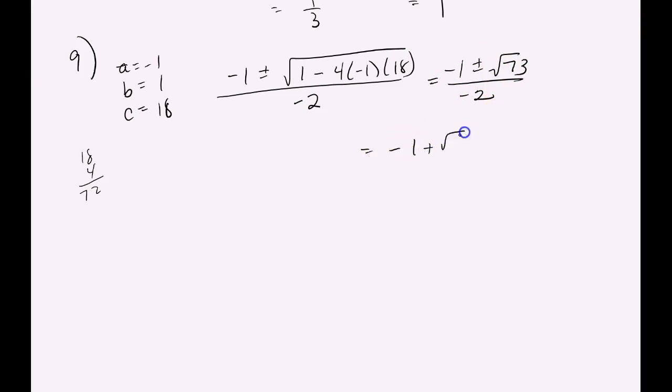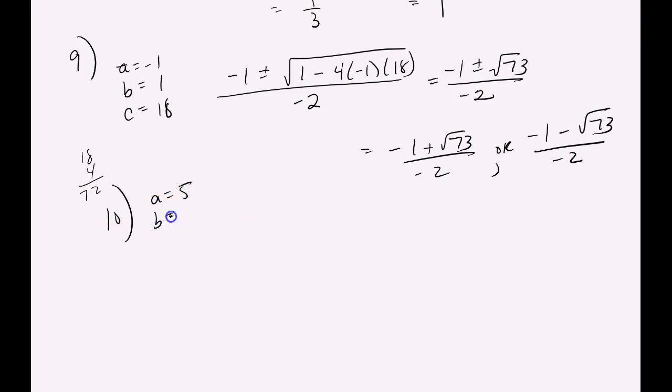Negative 1 plus the square root of 73 over negative 2, or, and whatever you want to write here, negative 1 minus the square root of 73 over negative 2. That's how I'm going to leave my answers, everybody, because I don't have a calculator, and you probably won't either. And we don't know the square root of 73, so just leave it like that. That's perfectly fine. All right, number 10 is the last quadratic formula one.